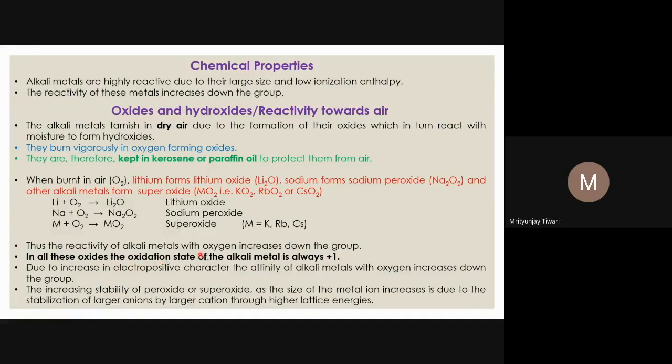Thus the reactivity of alkali metals with oxygen increases down the group, because the affinity and electropositive character increase. In all these oxides, the oxidation state of the alkali metals is always +1, because sometimes questions are asked on KO2: what is the oxidation state of the alkali metal? Usually we think oxygen will have a -2 oxidation state, so -2 into 2 is -4. So -4 plus the alkali metal's oxidation state equals 0, so the alkali metal's oxidation state would be +4.